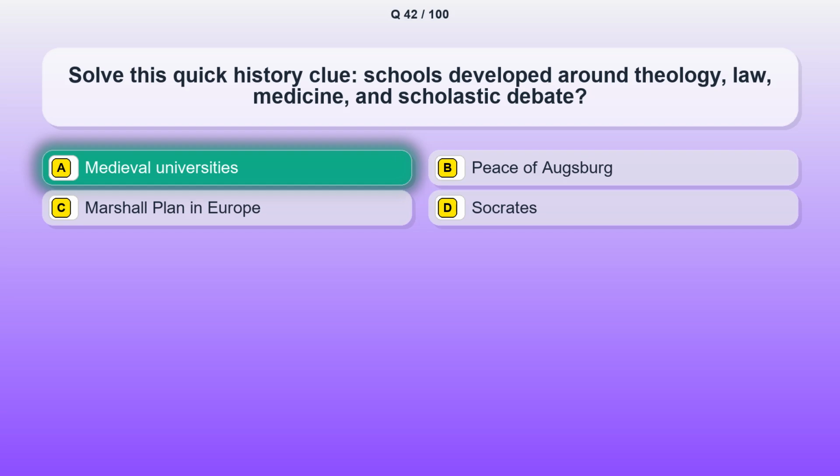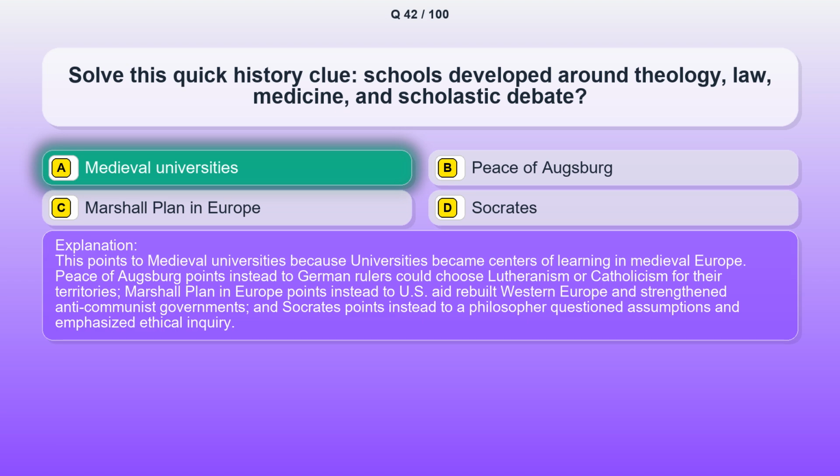The correct answer is option A, medieval universities. This points to medieval universities because universities became centers of learning in medieval Europe. Peace of Augsburg points instead to German rulers could choose Lutheranism or Catholicism for their territories. Marshall Plan in Europe points instead to US aid rebuilt Western Europe and strengthened anti-communist governments. And Socrates points instead to a philosopher questioned assumptions and emphasized ethical inquiry.